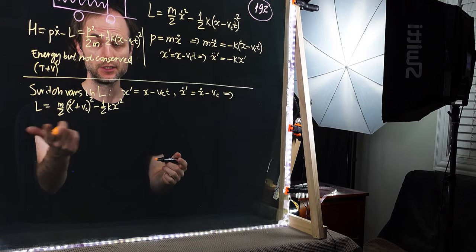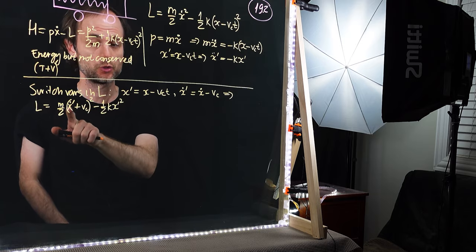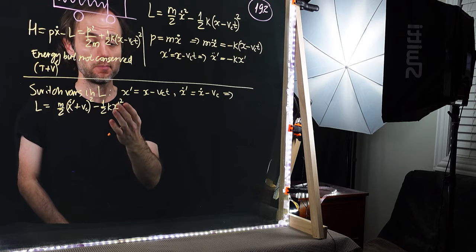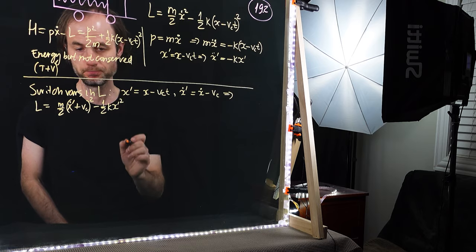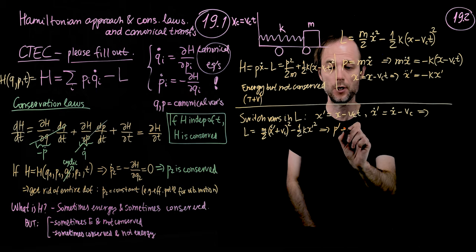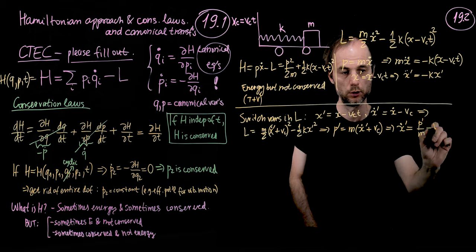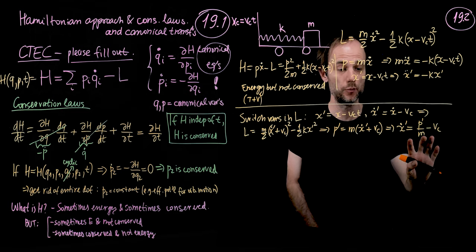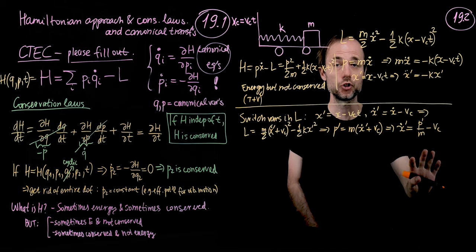And the Lagrangian in these new coordinates looks like this, where we've expressed x dot in terms of x prime dot, and we've expressed x in terms of x prime in the potential energy. So from here, we can compute the momentum p prime in the new coordinates, and that is m times (x dot prime plus vc). That allows us to compute the velocity in the new coordinates, x dot prime, in terms of the momentum.